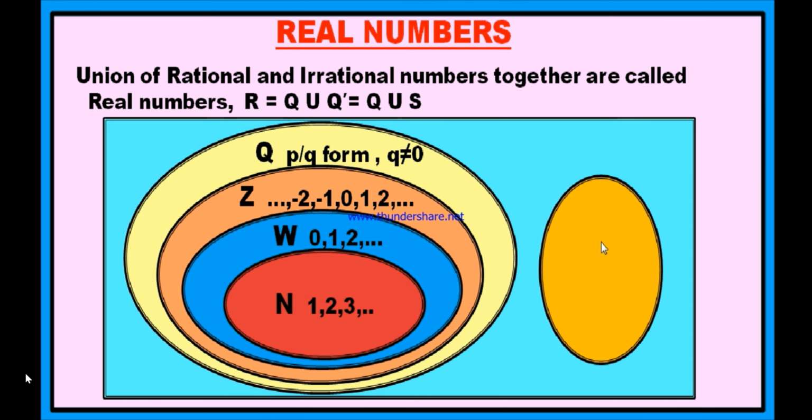The different circle represents the set of irrational numbers. The numbers which are not rational are called irrational numbers. These irrational numbers are represented by Q dash or S. Now, if you include the set of rational numbers and the set of irrational numbers together, if you sum up all these rational and irrational numbers, you will get the set of real numbers.